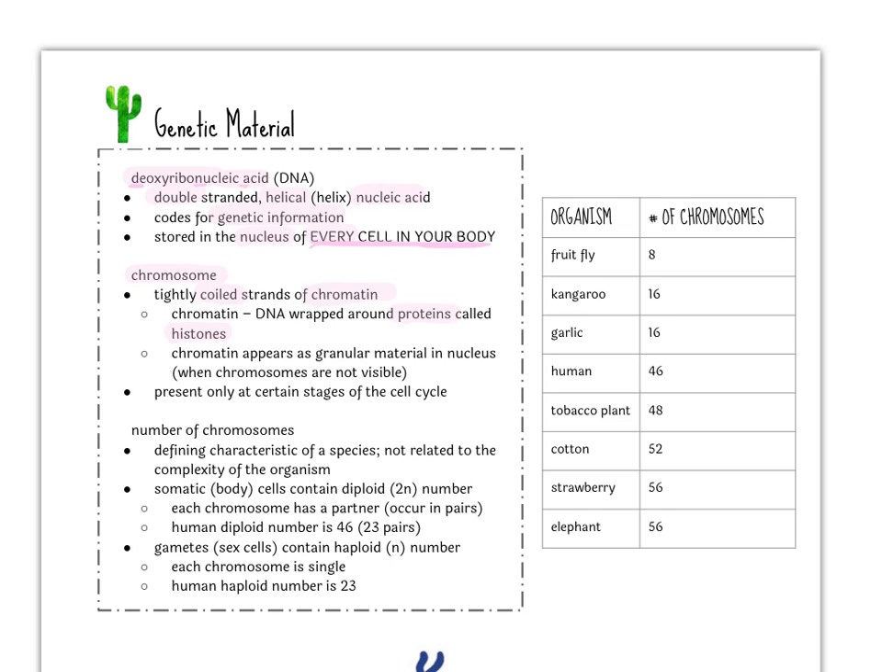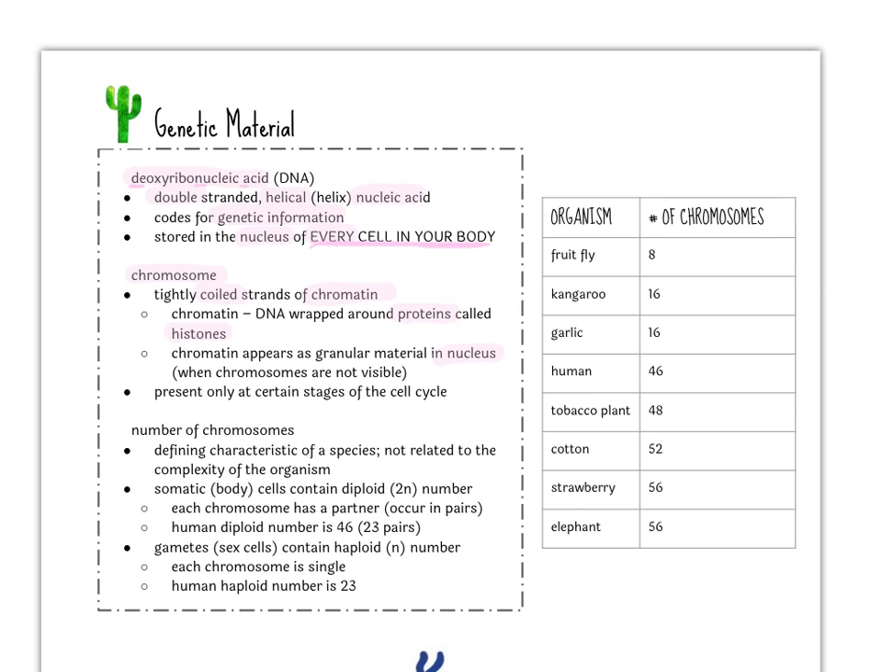And chromatin appears as granular material, or it's just really fuzzy. We kind of can't make it out in the nucleus when chromosomes are not visible. So chromosomes are not always visible, and we'll talk about that on the next page, I think.